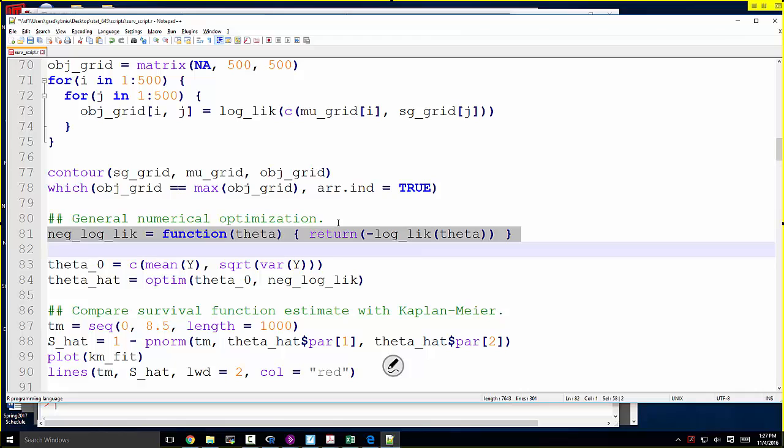If optim wants to minimize, but I want a maximum likelihood, I want to maximize the likelihood, all I need to do is give it, instead of the log likelihood, the negative log likelihood. If you minimize the negative log likelihood, it's equivalent to maximizing the log likelihood. So here is neg log like, which is just evaluate the log likelihood and return the negative of that.